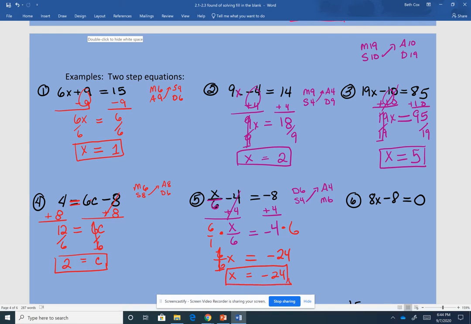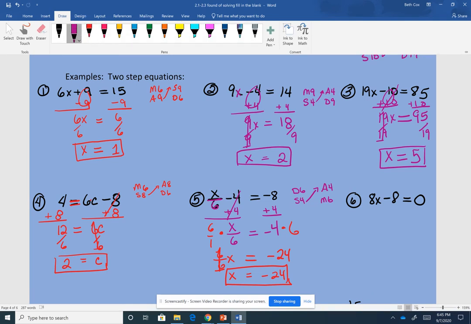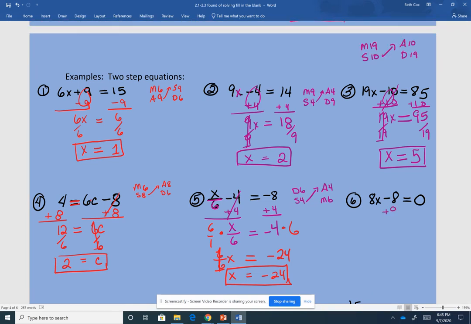Okay. All right. So now the next one, there's a 0 in the problem. That's okay. And I didn't give myself enough room, so let's try it. I'm going to add 8 to both sides. That's 0. So I have 8x equal 8. And then divide by 8. And I get x is equal to 1.